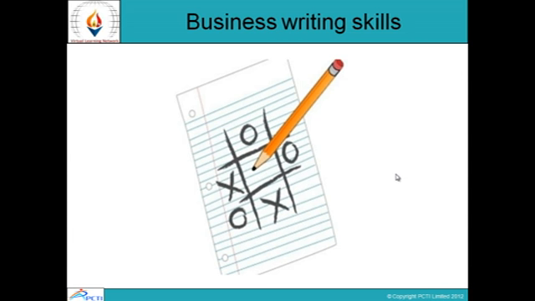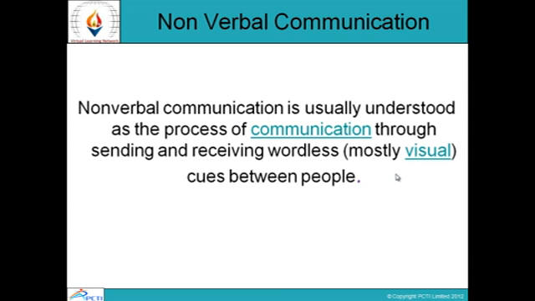How are our business writing skills? Remember, business writing comes when you're writing letters, formal memos, formal letters in a business setup. Non-verbal communication is usually understood as a process of communication through sending and receiving wordless, mostly visual cues between people. It means we are not speaking, but through our body language, a lot of things are reflected.